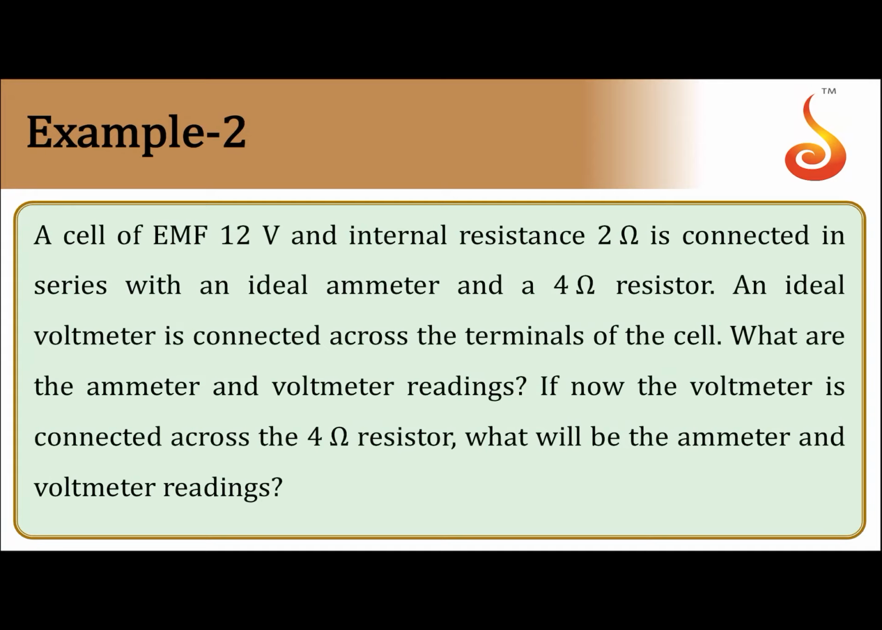So here there are two cases. First thing, let us see what all they have given. EMF of cell is given, E is 12 volt, internal resistance r is given, 2 ohm, external resistance capital R is given. It is connected in series with an ideal ammeter. Now an ideal voltmeter is also connected across the cell. Then what is the reading of ammeter and voltmeter? This is the first case. Second case is voltmeter is connected across the external resistance 4 ohm. What will be the voltmeter and ammeter readings? So there are two cases.